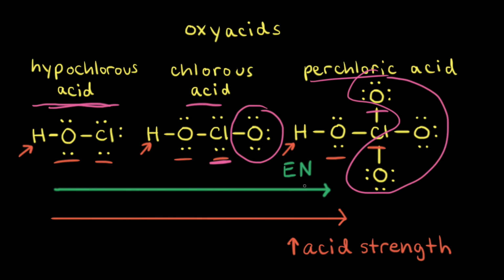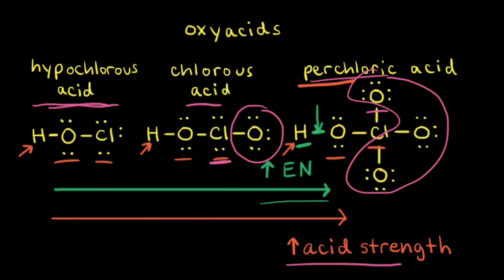Oxygen is a very electronegative element, so as we move to the right, we're increasing in the number of electronegative atoms in the acid. And as the number of electronegative atoms increases, more electron density is pulled away from the acidic proton, which increases the polarity of the oxygen-hydrogen bond. So bond polarity increases as we move to the right, which predicts an increase in the strength of the acid as we move to the right. And that's what we observe experimentally. Perchloric acid is the strongest of the three.